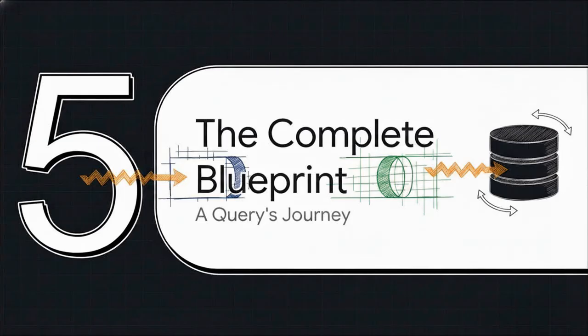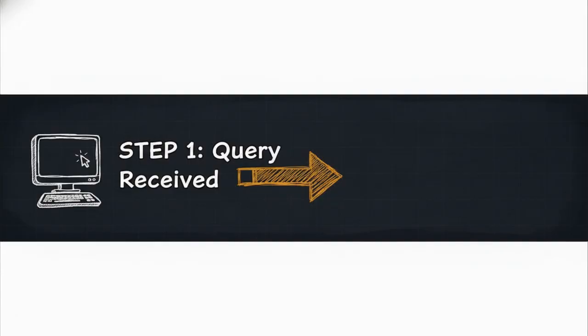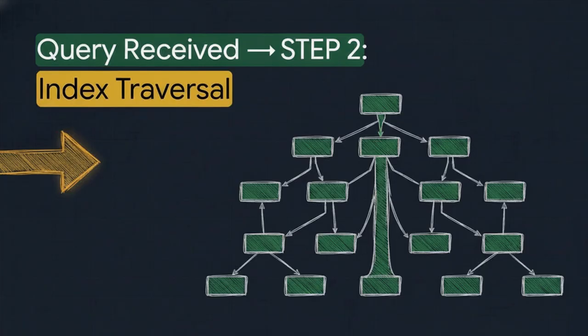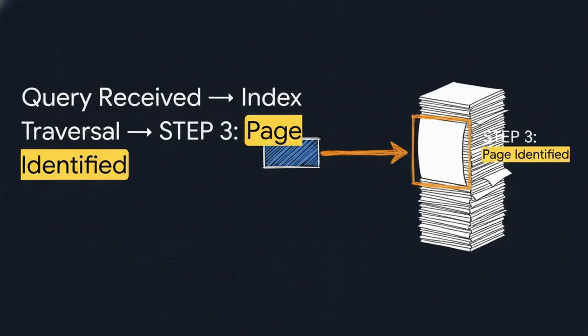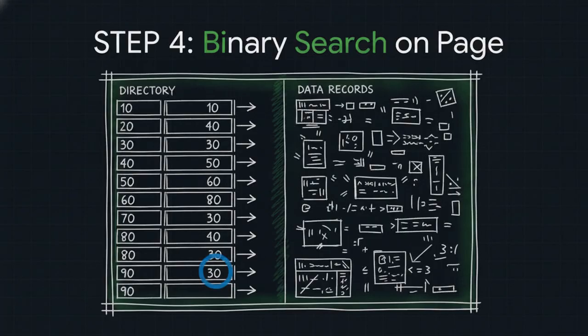All right, let's put all these pieces together now. We're going to trace a single query from start to finish just to see this whole beautiful, orderly system in action. So it all kicks off with a simple request. Find a record with this specific key. The system's first move, it goes straight to the master index, and it just flies through the structure to zero in on the right entry. That index entry gives us the treasure we're looking for, the exact address of the single page on disk that holds our record.